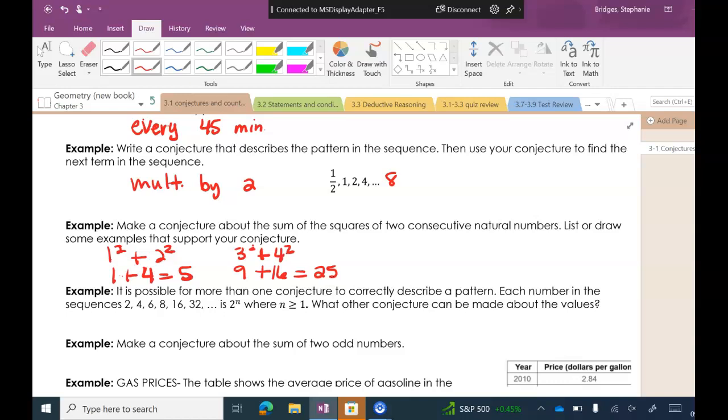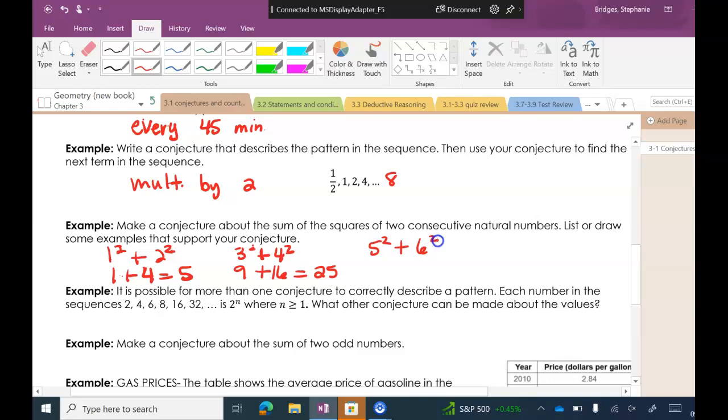Okay, we did 1 and 2. We did 3 and 4. Let's try 5 and 6, and let's see what we get with that. I got 5 for the first one. That's an odd number. I got 25 for the second one. Is that also odd? Okay. So hopefully, if this is going along the same lines, then maybe the next answer is also going to be what kind of number? Odd. Let's check it and see.